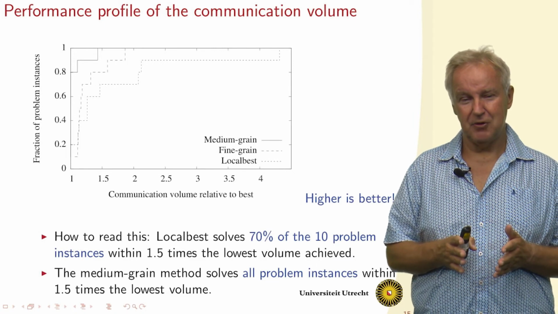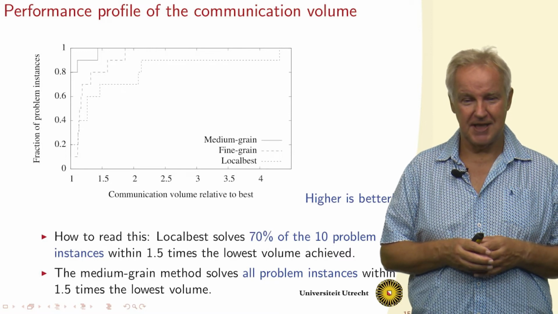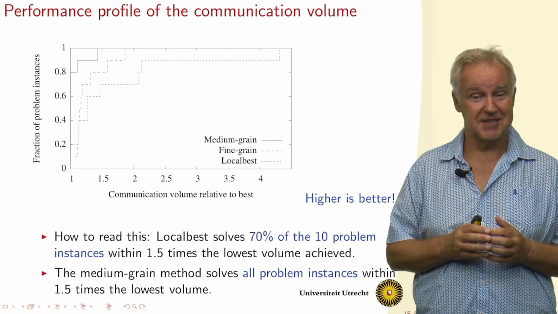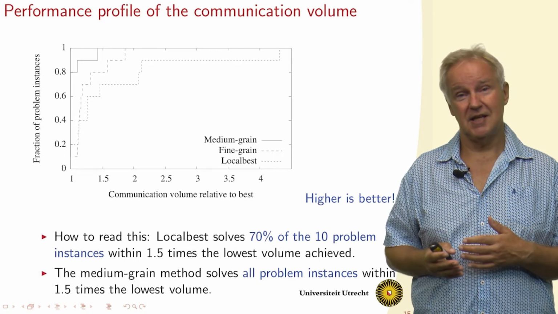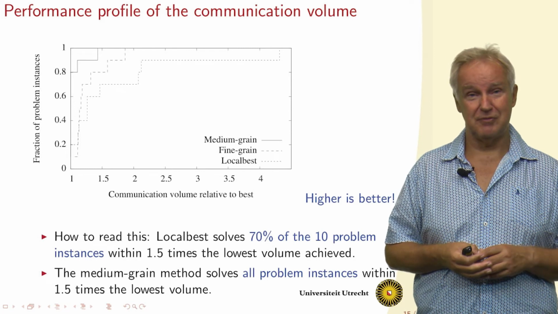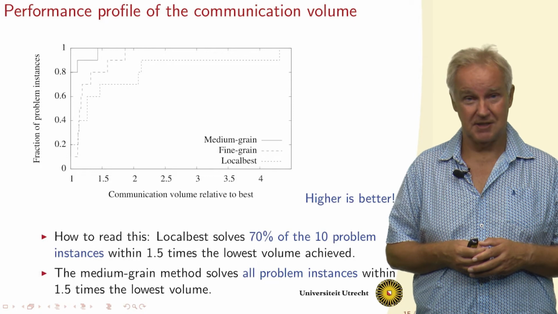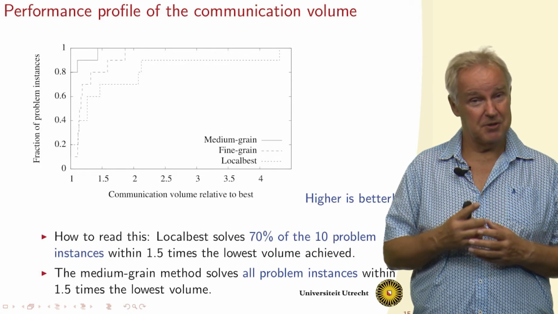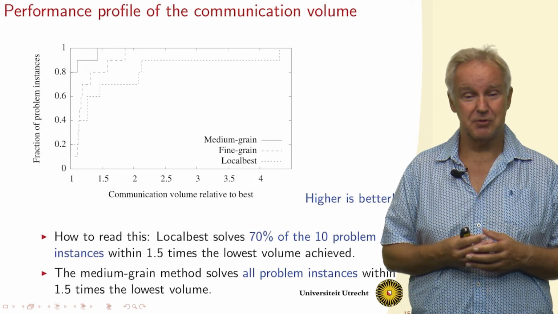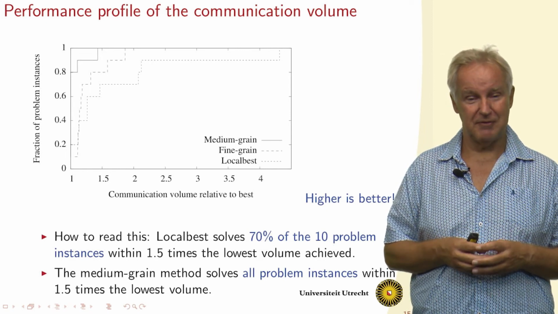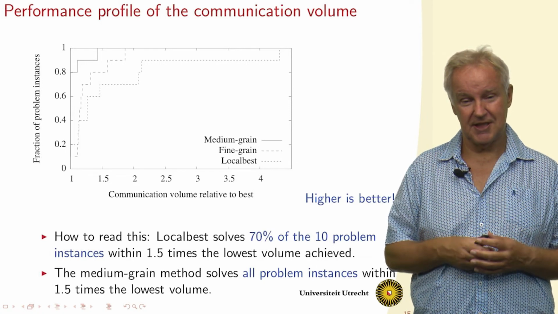And then if you look at 1.5 times the best cost, and you go up, you see that local best solves 70% of the problems within that factor of 1.5 of the best. So it's close to the best in 70% of the cases. But the medium grain method, for example, it's higher up. It solves 100% within 1.5 times the lowest volume. So this is a picture that gives insight.